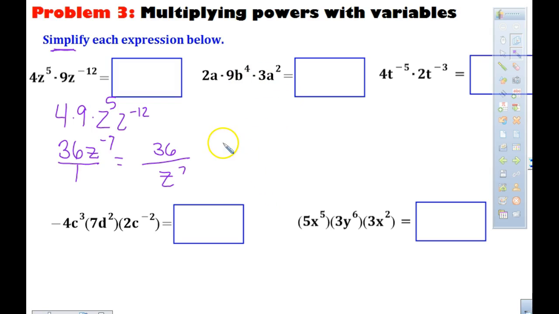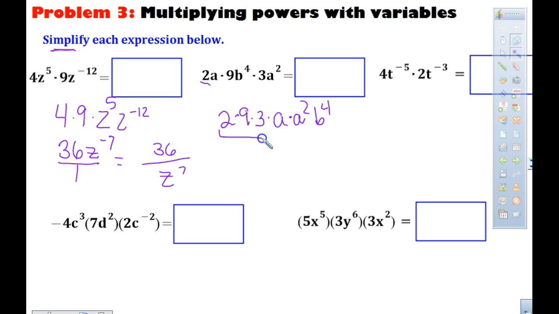So, Sam, let's take a look at the next one. Tell me what to write. We want to regroup it, putting like things together. So we're going to put all of our numbers, then all of our variables that are the same. Go. 2 times what? Okay, I want to get all the numbers. So I'm going to put 2, then 9, and then 3. Then I'm going to put a and a to the what? A to the second. And then I only have 1 b to the 4th.